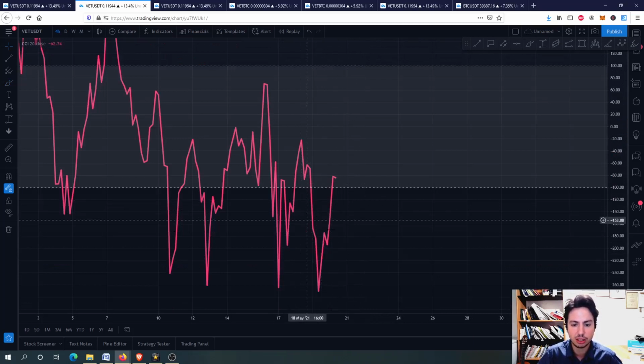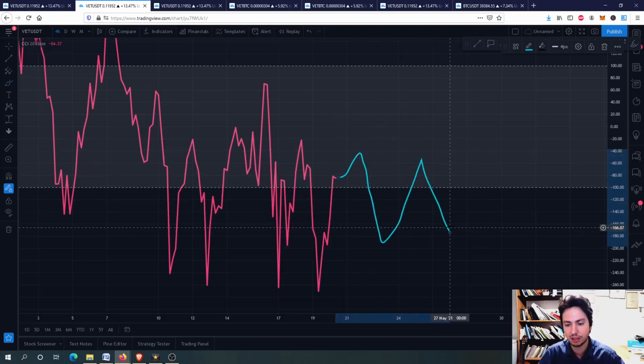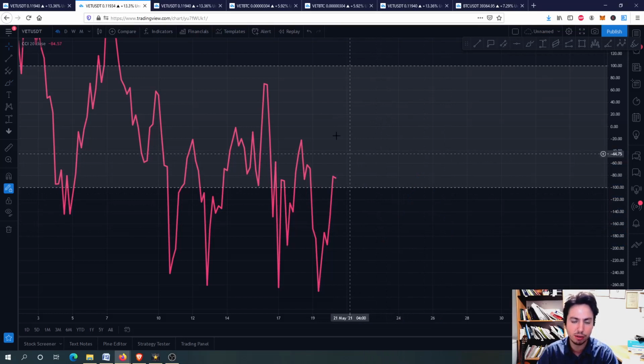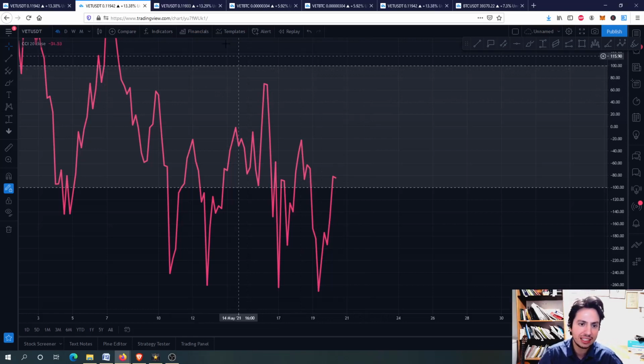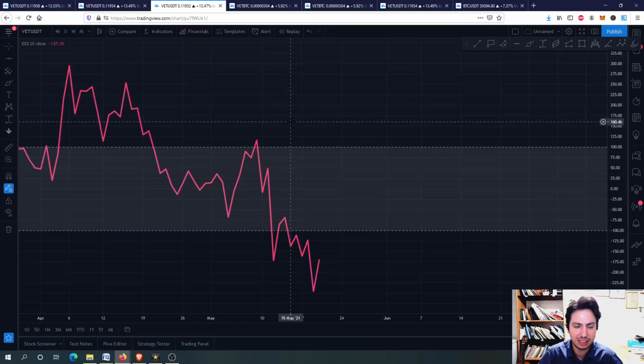We were having minus 100 commodity channel index, but I think the higher highs will be like this, then going down again, then going up, then going down. You can see minor corrections, major corrections, and minor pump ups. We will be having lower lows and lower highs. And of course, right now, let's go to Vechain against USDT in the daily frame.